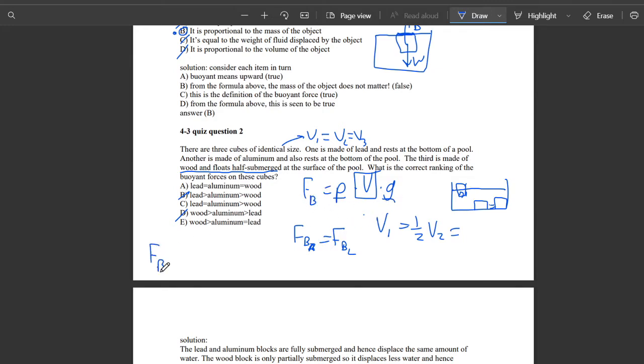So F sub B sub W is less than F sub B sub A, which is equal to F sub B sub L. I know this is very easy to follow, but breaking this down, this means that the buoyant force on the wooden box is less than the buoyant force on the aluminum box, which is equal to the buoyant force on the lead box. And when we look at the options, we see that C is the correct answer.